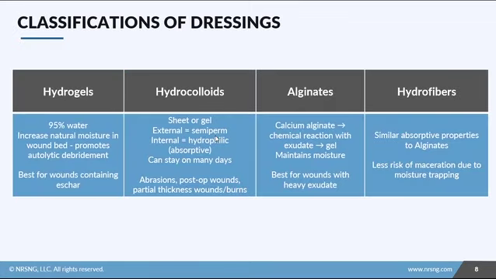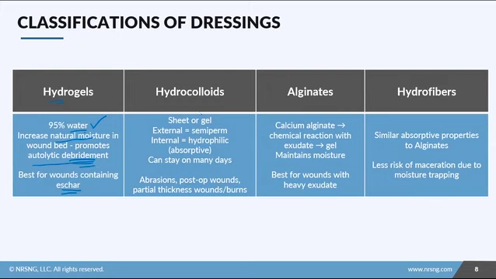Now, I just want to quickly talk about the most common types of dressings that you're going to see in a clinical setting. Now, I didn't talk about standard dry gauze here because, well, it's gauze. Hydrogels. Hydrogels are 95% water. Think hydro, water. So the goal of a hydrogel is to actually increase the natural moisture in the wound bed. And that allows for what's called autolytic debridement, which is basically the body's own hormones and enzymes coming in to debride any dead tissue. So these are fabulous for wounds containing eschar. So hydro, water, and think debridement for hydrogels.